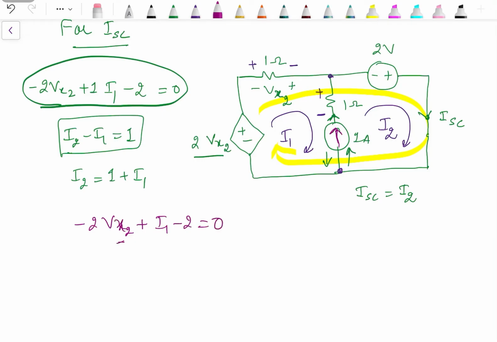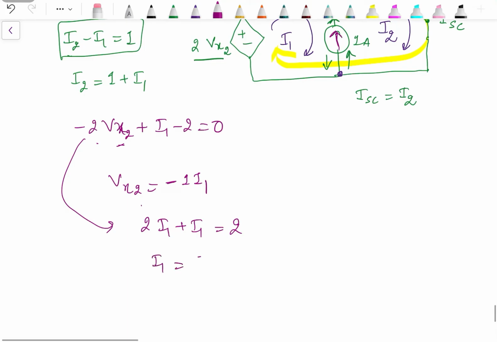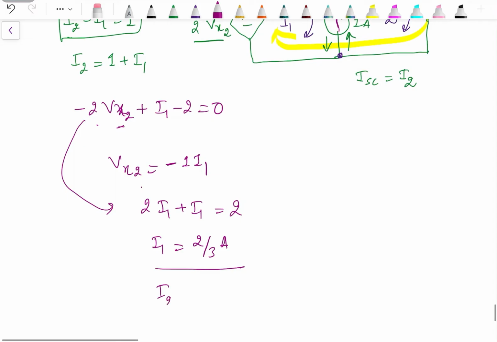Now we need the value of Vx2. Vx2 is the voltage drop across the 1 ohm resistance. Current is flowing in this direction. So as per this flow of direction, this terminal of the 1 ohm resistance should be positive and this should be negative. So the drop magnitude is 1 into I1, but the polarity of Vx2, which is already given, is just opposite to what we had assumed. So it will be minus 1 into I1. Now let's use this value of Vx2 in this equation. So it will become 2 times I1 plus I1 equal to 2, or I1 is 2 by 3 ampere. So when I1 is 2 by 3 ampere, I2, which is equal to 1 plus I1, is 5 by 3 ampere.